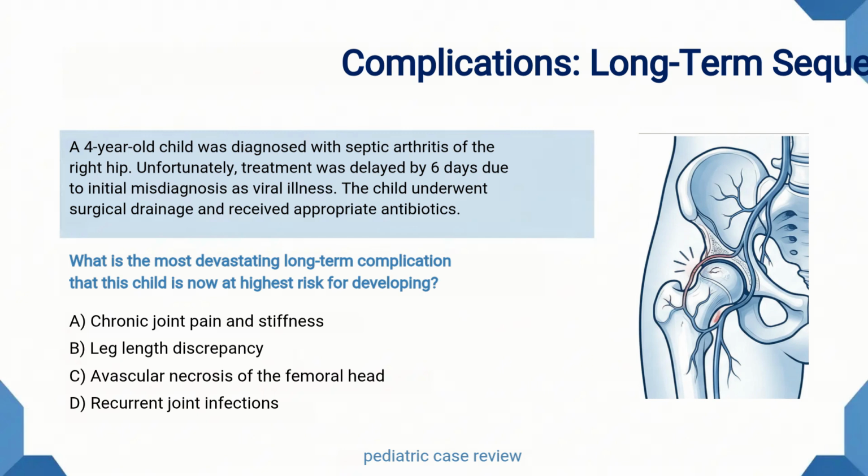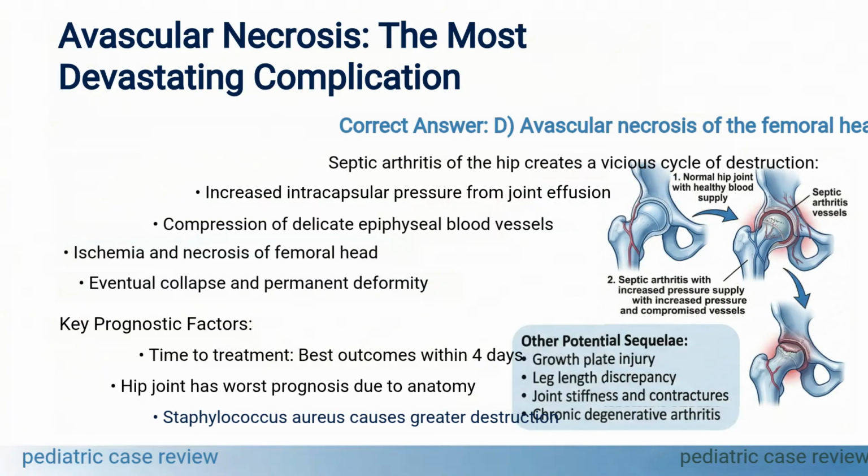Option A, chronic joint pain and stiffness. Option B, leg length discrepancy. Option C, avascular necrosis of the femoral head. Option D, recurrent joint infections. The correct answer is option C, avascular necrosis of the femoral head.